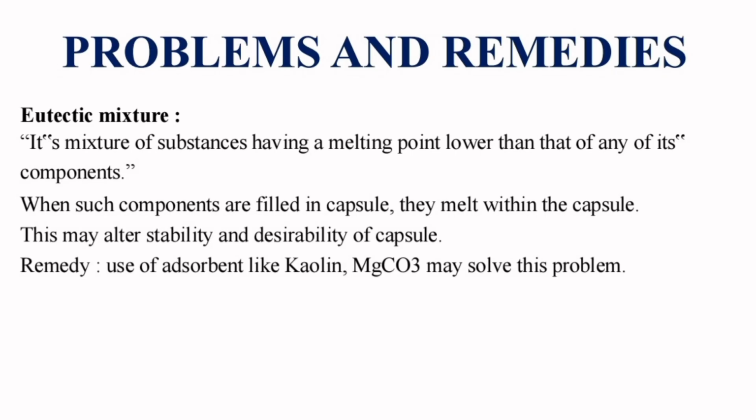Second one is eutectic mixtures. A eutectic mixture is a mixture of substances having a melting point lower than that of any of its components. If we have 2 to 3 components in the capsule, and one of them has a low melting point, then that is known as a eutectic mixture. When such components are filled in the capsule, they melt within the capsule, and this may alter the stability and desirability of the capsule. The remedy for this is to use adsorbents like kaolin and MgCO3, which can solve this problem.